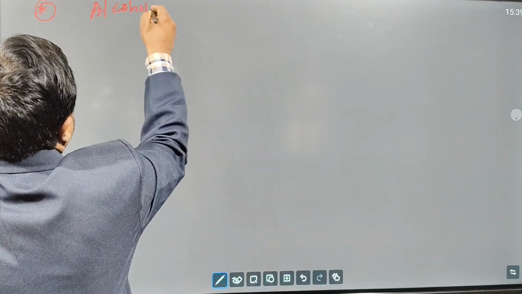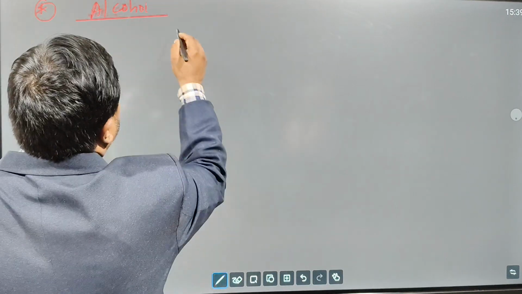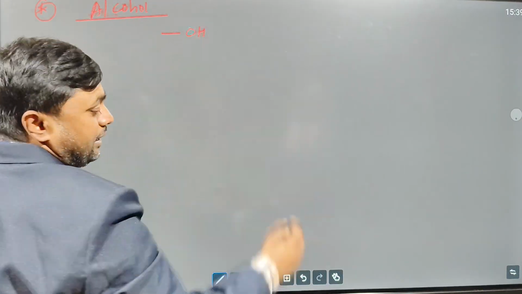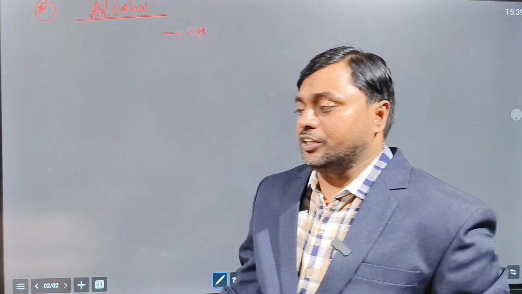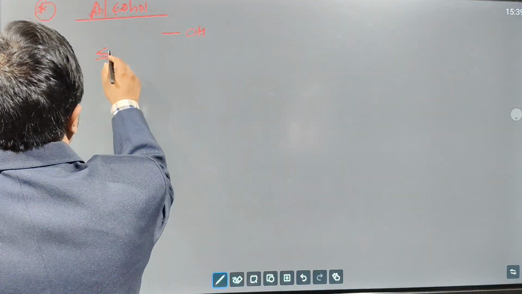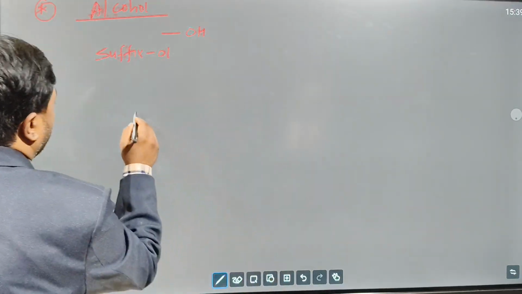Alcohol. Okay, so alcohol. How are we writing alcohol? What is the root? What is that symbol? OH will be there. So here we are using the suffix OL. What is the suffix we are using? OL is the suffix we are using. OL.